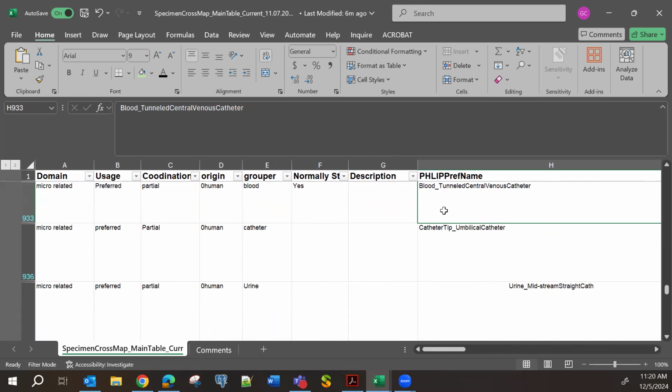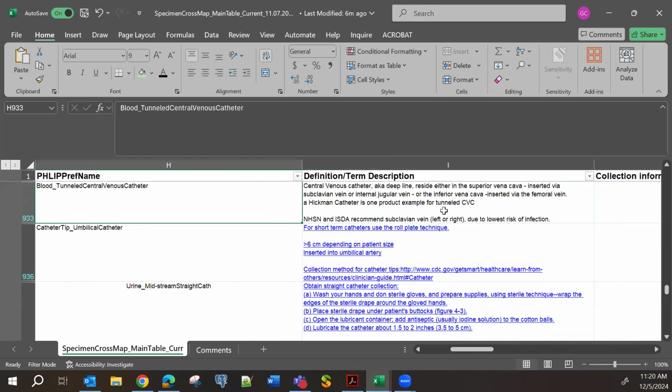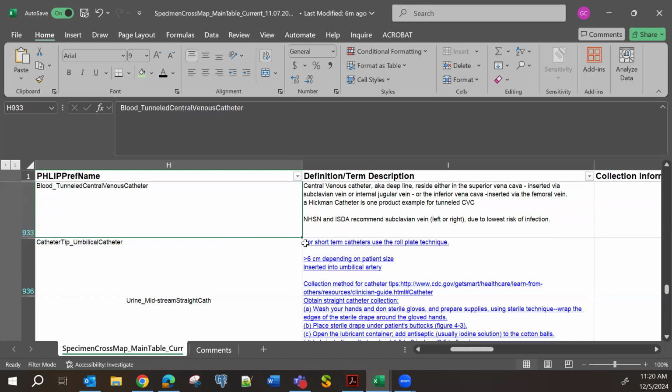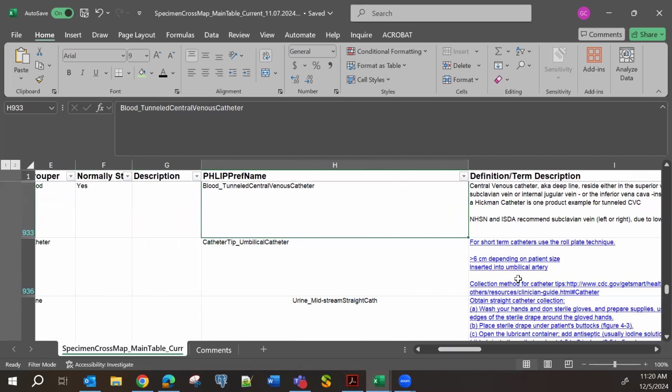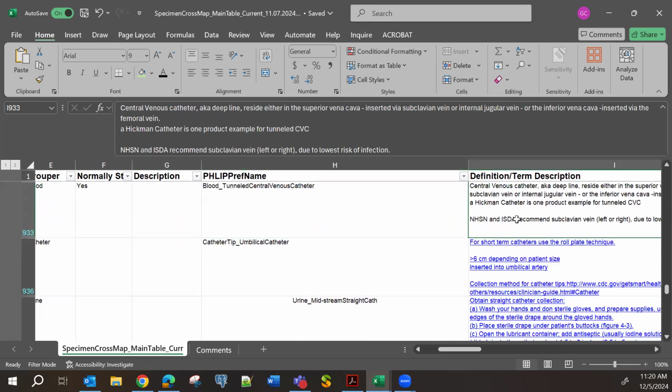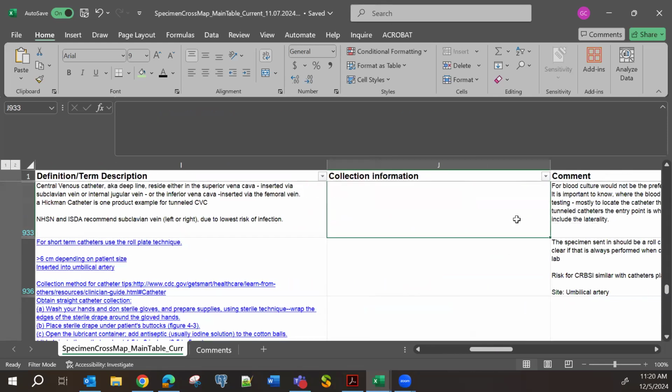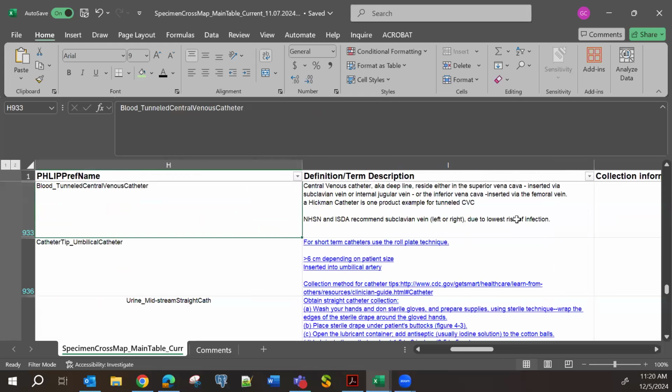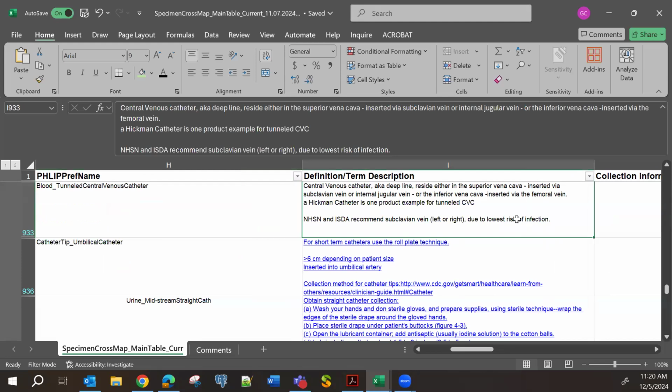I mean, it's usually tunneled to reduce the possibility of it getting contaminated or colonized by bacteria. So it would be the same. I think we would have the same fields as we do for central venous catheter, but there might be a different code for it, a different SNOMED code for it. Tunneled central venous catheter versus CVC.